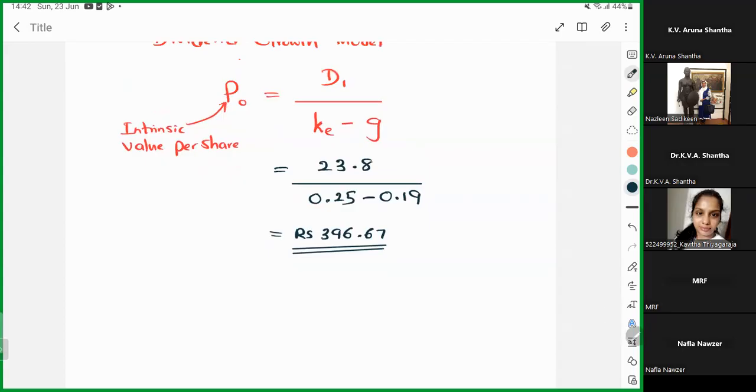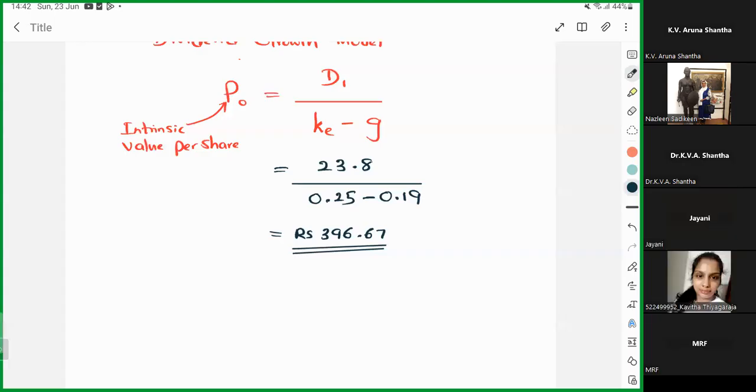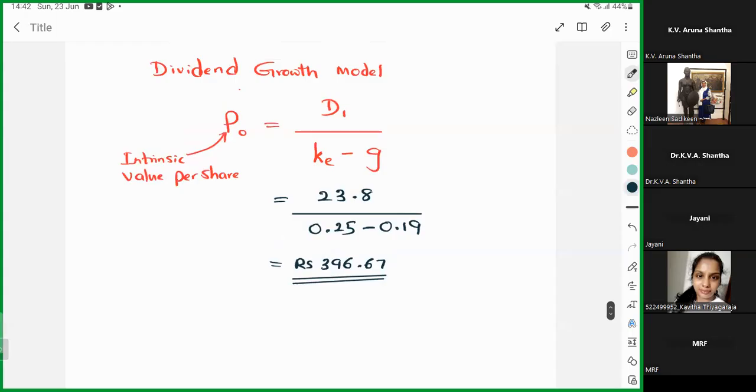Have you got the answer? Sir, can you explain it again? So which part? Now this is a dividend growth model. Are you clear with that? No.